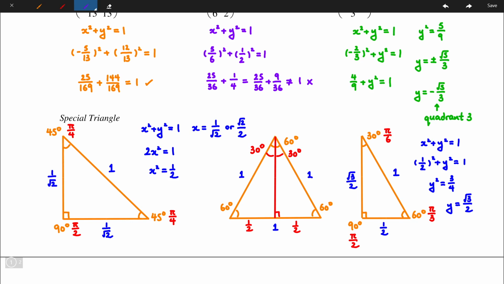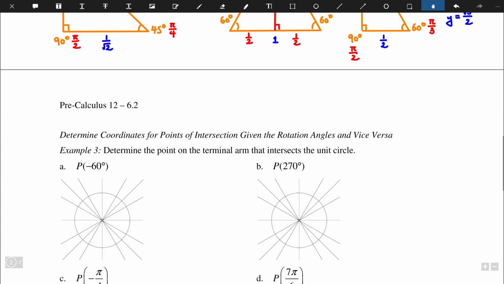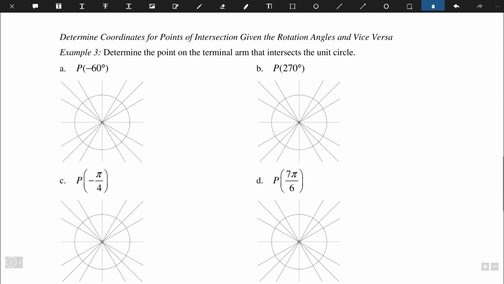So let's see how we can combine the special triangles and what we know about the unit circle together. So we are given some degree measures here and also some radian measures of angles. These are going to be rotational angles in standard position, and we are to find the point on the terminal arm that intersects with the unit circle.